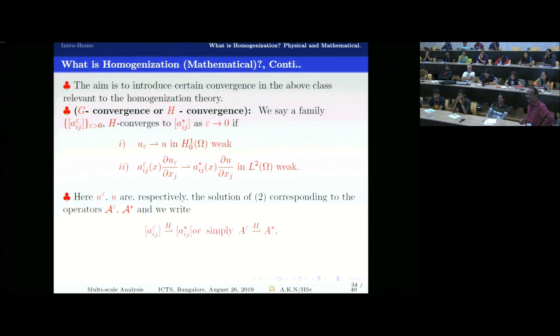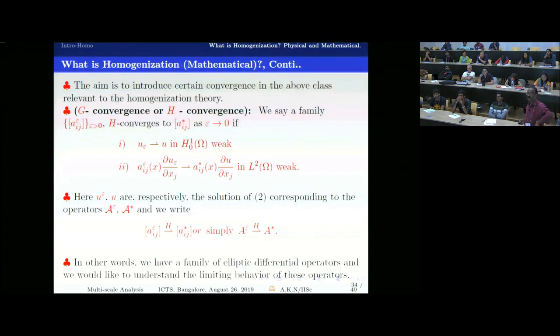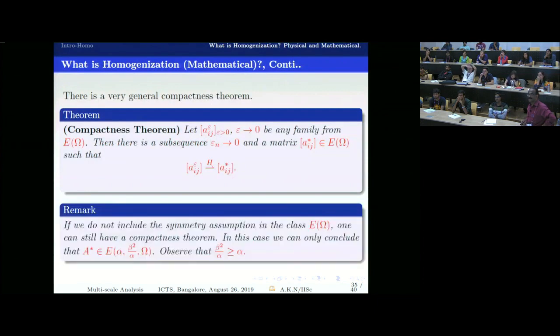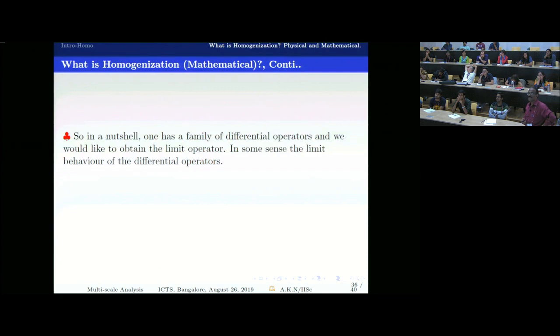So over the whole two weeks, you will see various methods to analyze this. There is a compactness theorem, which you will see together, so let me skip all that. In a nutshell, one has a family of differential operators, and we would like to obtain the limit operator, in some sense the limit behavior of differential operators. And that's what we are going to do, and you will see that.